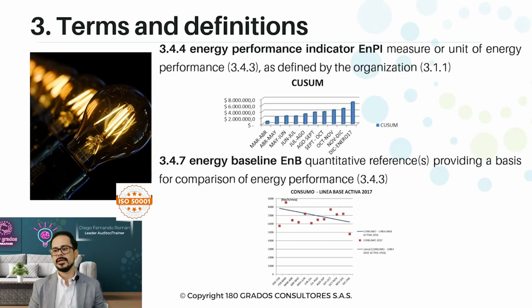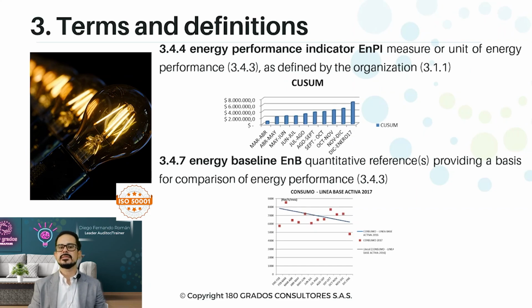Now, let's see energy performance indicator, EnPI: a measure or unit of energy performance as defined by the organization. An example of an EnPI is a Q-sum, a cumulative sum. This is a statistical technique that can be used to monitor energy performance over time. The Q-sum represents the cumulative sum of the difference between actual and expected energy consumption. It can help organizations identify trends in their energy performance and assess the effectiveness of their energy efficiency strategies.